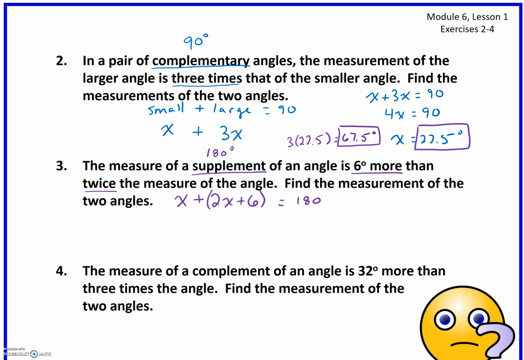So angle 2 is in parentheses. Angle 1 is this single x. We still have two angles that add up to 180 degrees. Combine like terms. We have a two-step equation to solve. Subtract 6 from both sides. We're left with 3x equals 174. Divide by 3 on both sides, x will equal 58. We have not completely solved the problem. We have just solved for x, which happens to be the first angle.